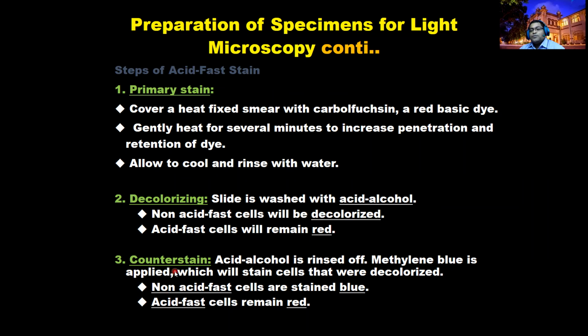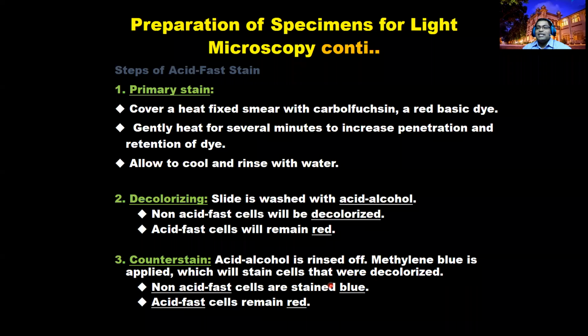For the counterstain, you use methylene blue. Earlier in the gram stain you used safranin as the counterstain, but here you use methylene blue. It stains the cells that have been decolorized. So decolorized cells accept the methylene blue. Non-acid-fast cells are stained blue, and acid-fast cells remain red. It's red and blue now.